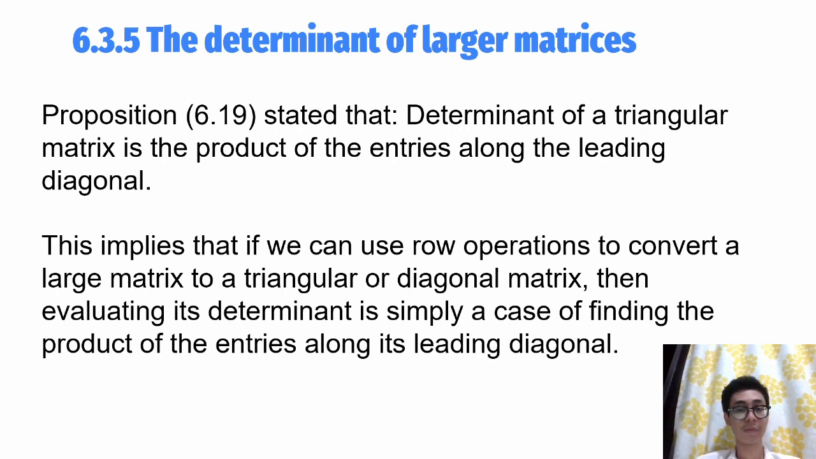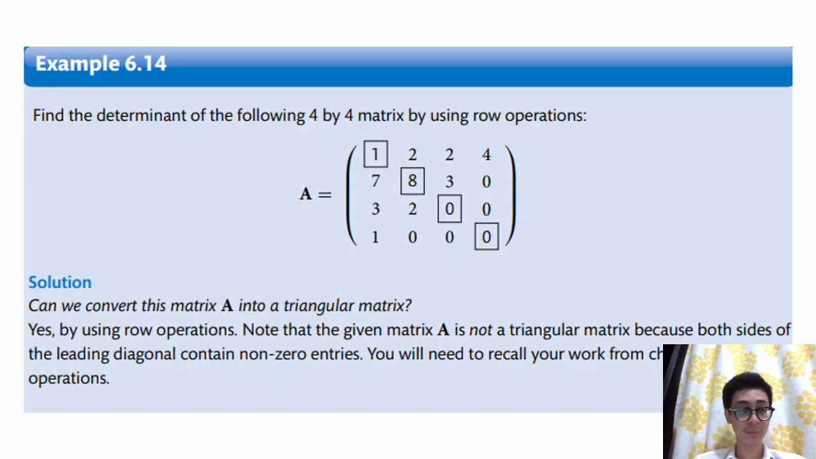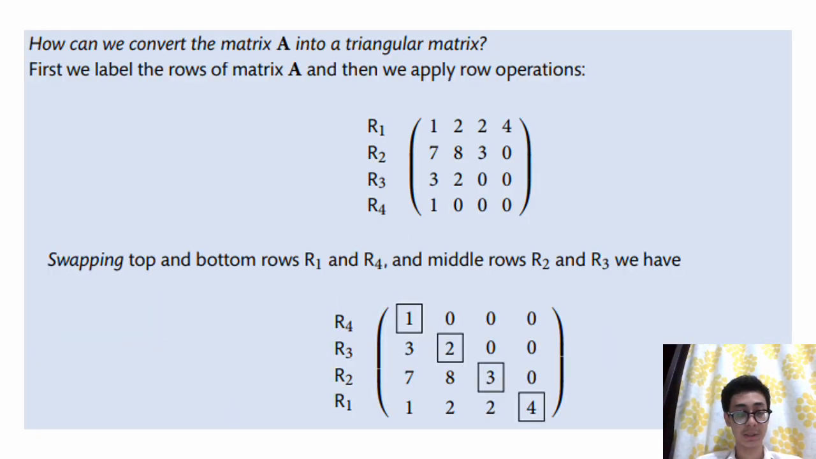The determinant of larger matrix. Proposition 6.19 stated that determinant of a triangular matrix is the product of the entries along the leading diagonal. This implies that if we can use row operation to convert a large matrix to a triangular or diagonal matrix, then evaluating its determinant is simply a case of finding the product of the entries along its leading diagonal. So this is the example.